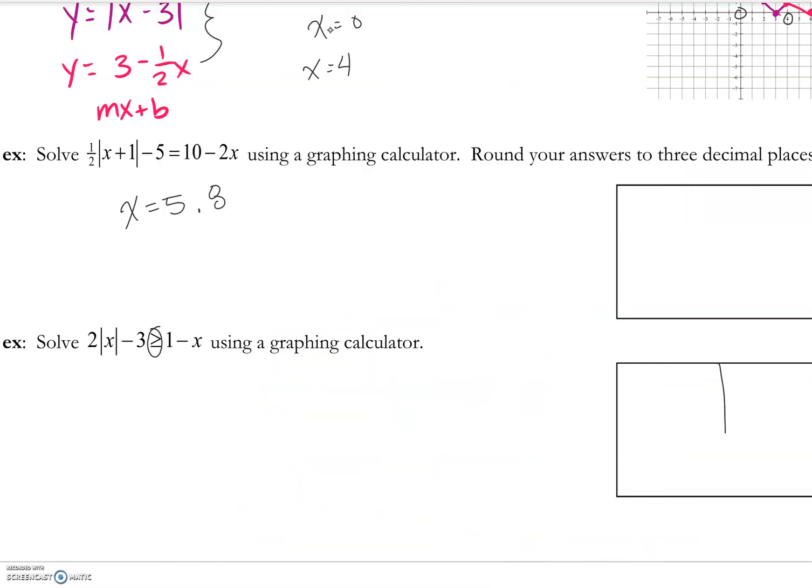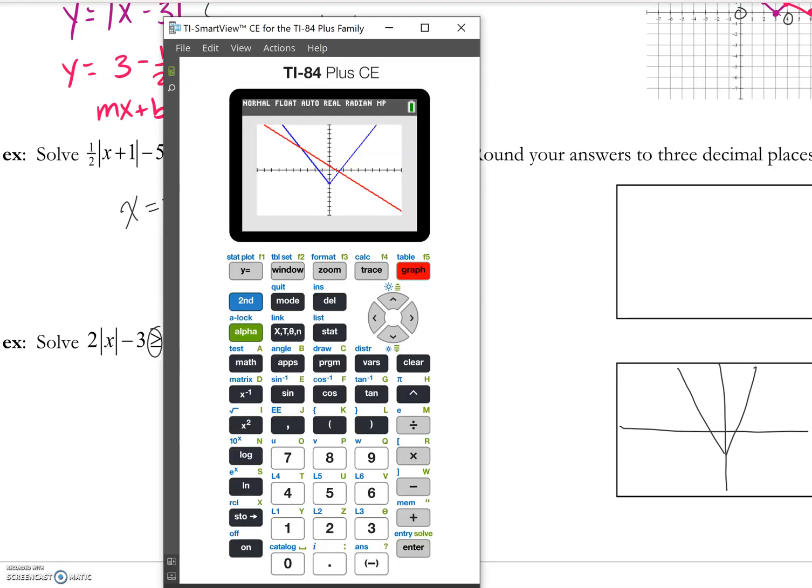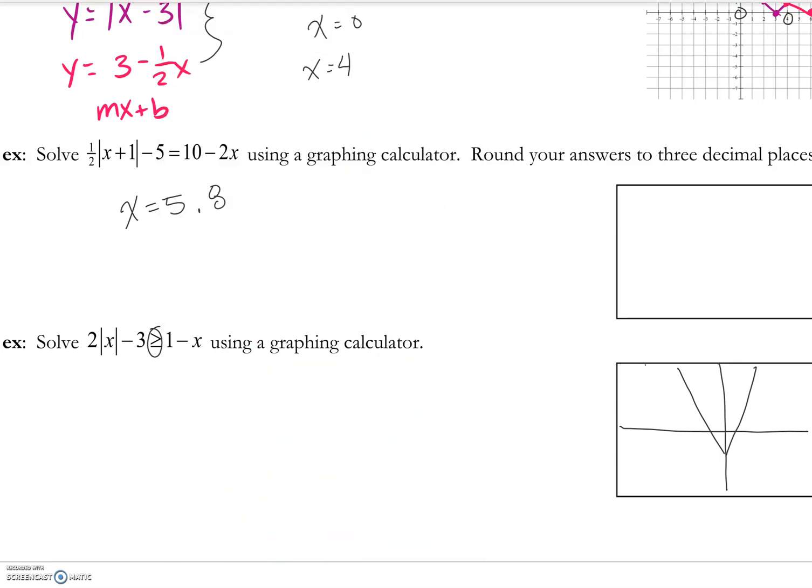So I do actually want to get a picture of this on my notes. So let me go ahead and draw that real quick. I've got something that kind of looks like this with the absolute value. And then my line is kind of steep, comes through something like that. Okay, it's not the prettiest picture, but it'll help us visualize what we're looking for.